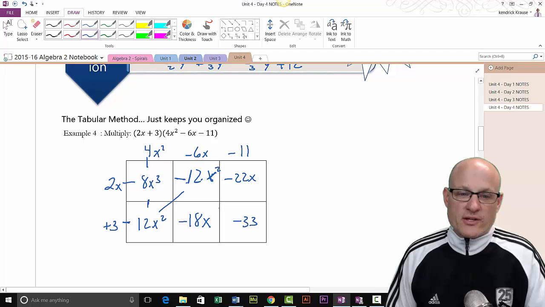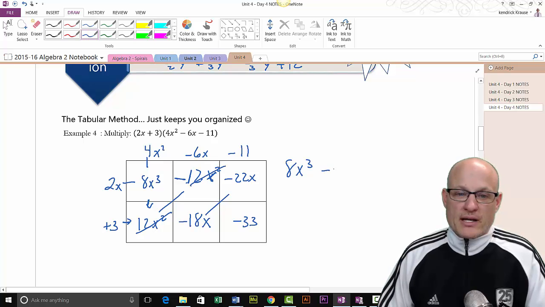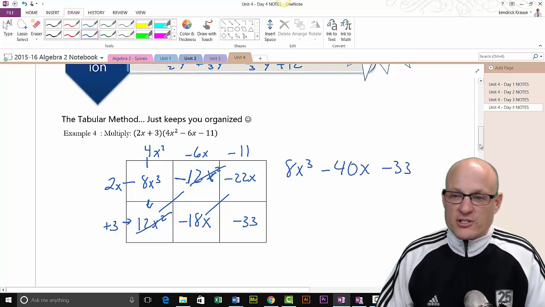And the way it works is these add together, these add together. So you end up with 8x cubed. And then negative 12. So this was negative 12. I should have put an arrow here. And this was positive 12x. So those just kind of cancel out. And then I've got minus 40x minus 33. So just another way to look at it.